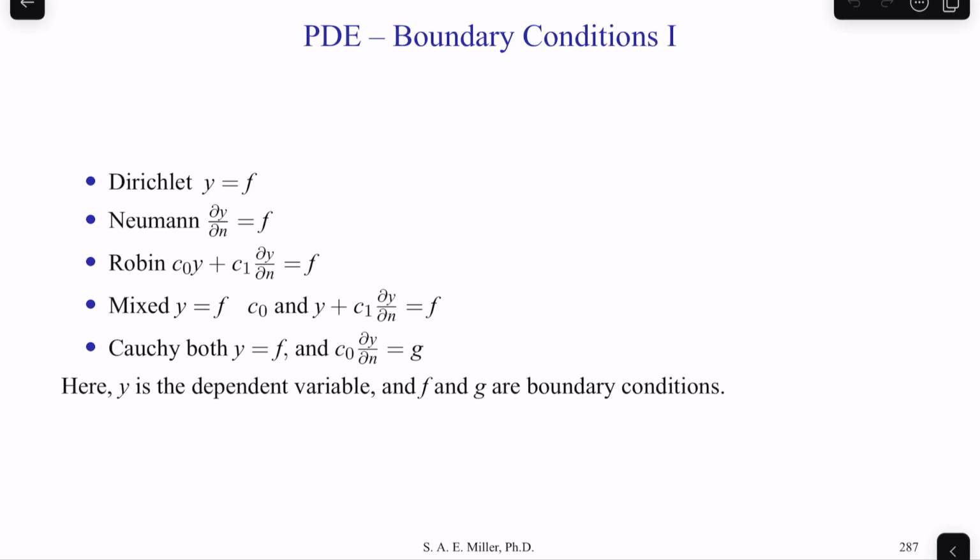Another mixed type of condition might be y equals f for c0 y plus c1 partial y, partial n of f. So there's a little subtlety between them. Finally, a variation of these is the Cauchy one, where y is f and say c0 partial y partial n is g. So notice these coefficients are matched with the original pairings of the Dirichlet and von Neumann conditions in these first three additions. So look at this for a second. It's very subtle but important. Dirichlet, von Neumann, Robin, mixed, and Cauchy.